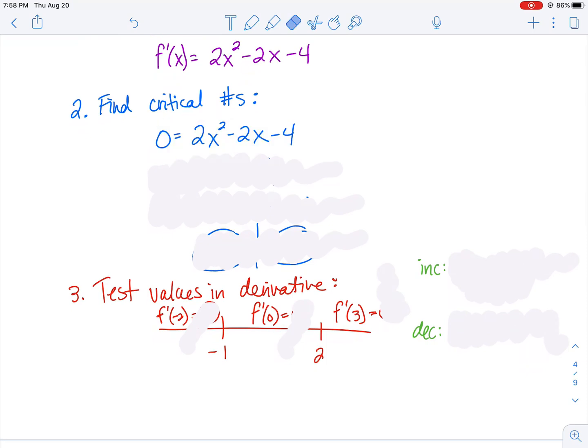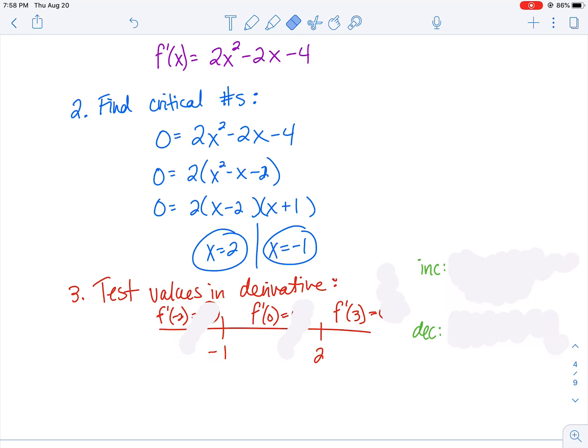So let's take our derivative, set it equal to 0, and solve. I'm going to factor out a 2. I'm going to factor some more. I'm going to set each term equal to 0. And I ended up getting critical numbers at x equals 2 and negative 1. Hopefully you did too. Again, those are all the places where my derivative equals 0, or where I have a horizontal tangent. Now, if my derivative is only 0 at 2 and negative 1, well, let's figure out what it is on all the other intervals.